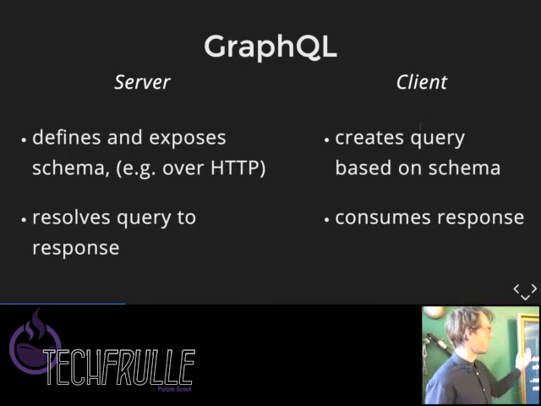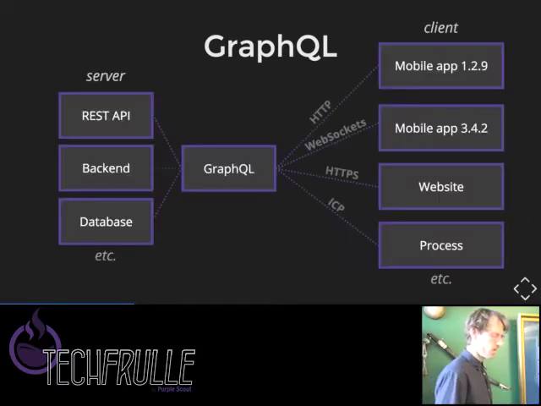The client gets this schema, and based on the schema, creates a query. The server gets this query, validates whether it's even a valid query, and then resolves the query into a response, and then sends it back to the client, and the client consumes the response. So this is how that works normally.